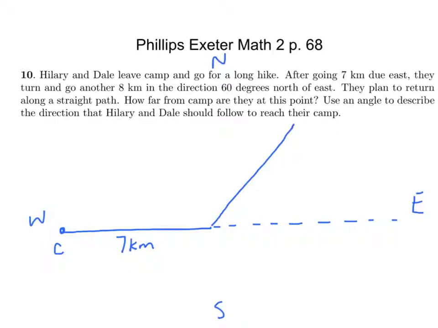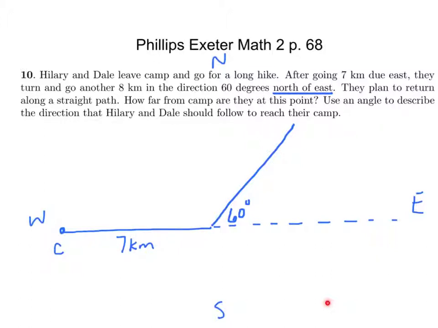Wait, why wouldn't they go 60 degrees the other way? Because they're going north of east. They were going east, so they're going to turn, and now that's a 60-degree angle to the north. If they were going to go 60 degrees to the south, it would be like down here. 60 degrees to the west, like I drew it. Well, I don't think you can go. You can't go east 60 degrees west of east, because west is the other direction. You have to either go up or down from the east.